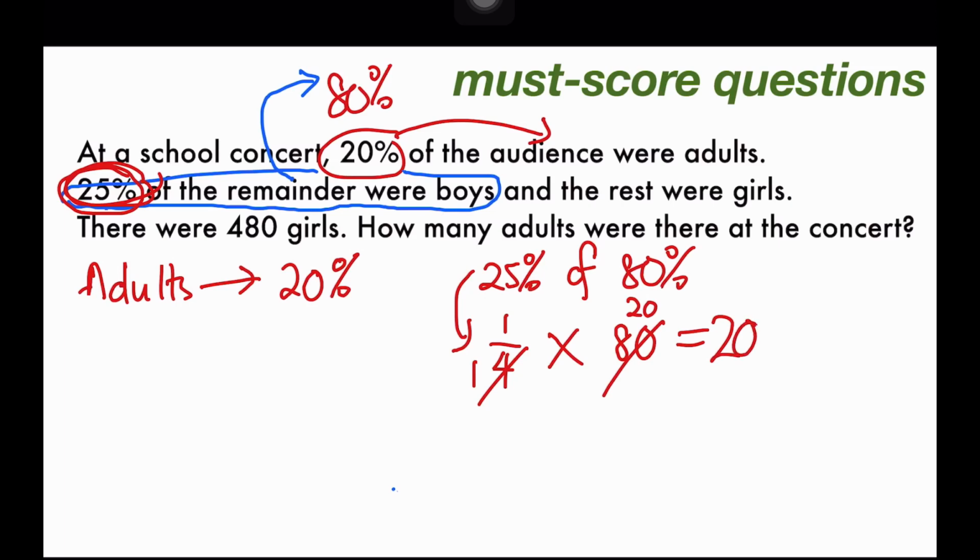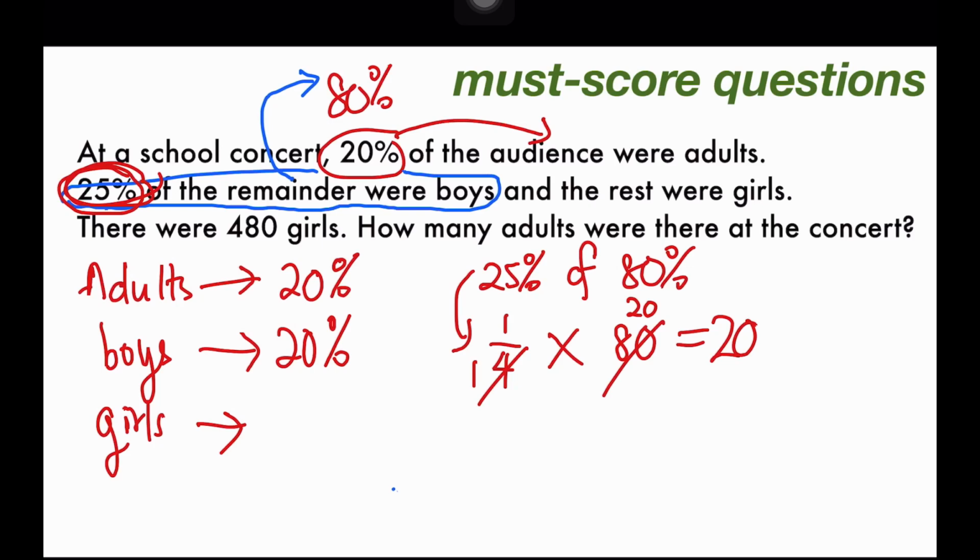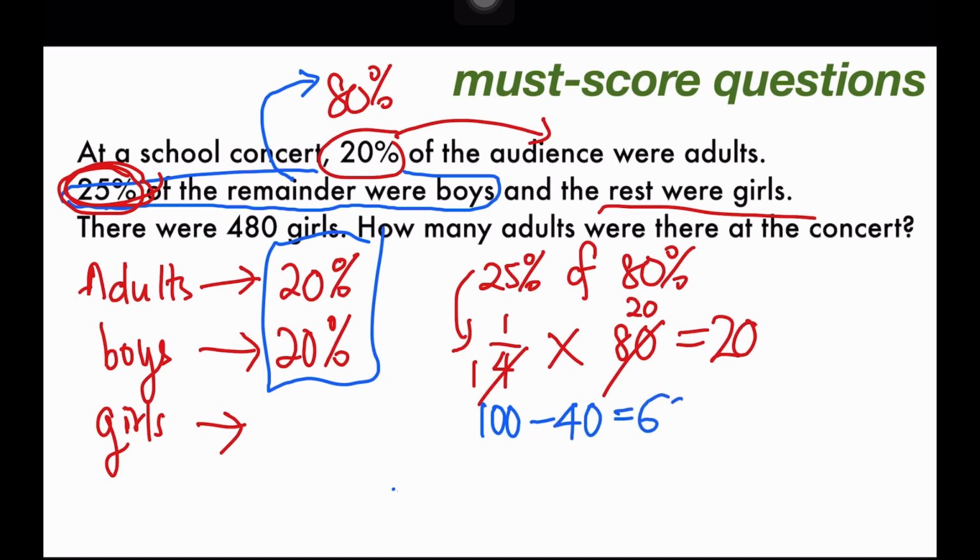That means 20% were boys as well. Now that leaves us with how many percent for girls, since they say the rest were girls. So I'll take 100, subtract 20, and subtract 20, which is 40. I will get 60, which means 60% girls.